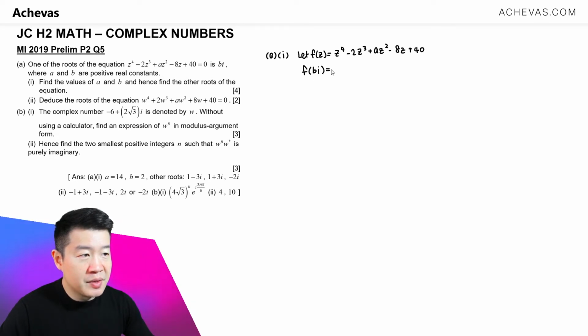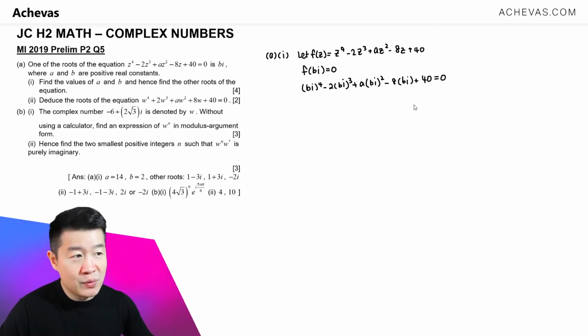must be equal to 0, which means that we have (bi) to the power of 4 minus 2(bi) to the power of 3 plus a(bi) to the power of 2 minus 8z, z is bi, so minus 8bi plus 40, and this is equal to 0.